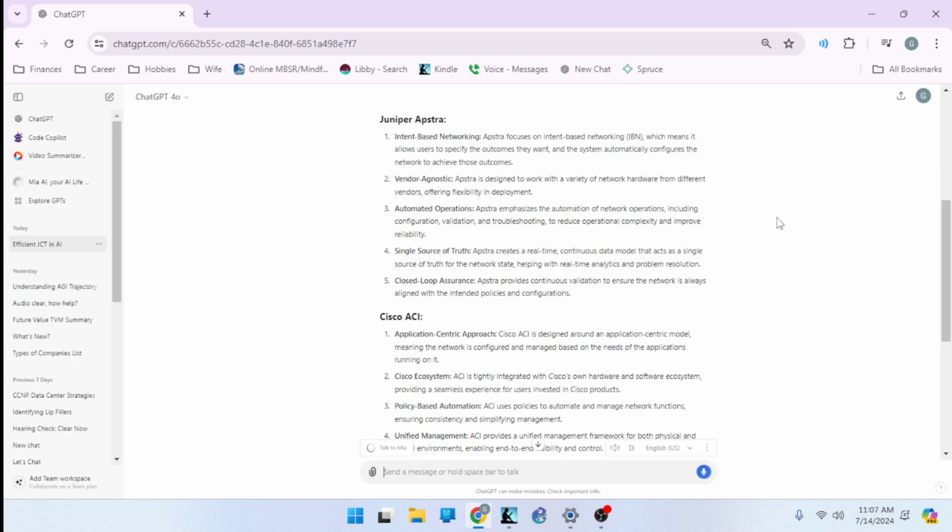Single source of truth. Apstra creates a real-time continuous data model that acts as a single source of truth for the network state, helping with real-time analytics and problem resolution. Closed loop assurance. Apstra provides continuous validation to ensure the network is always aligned with the intended policies and configurations.